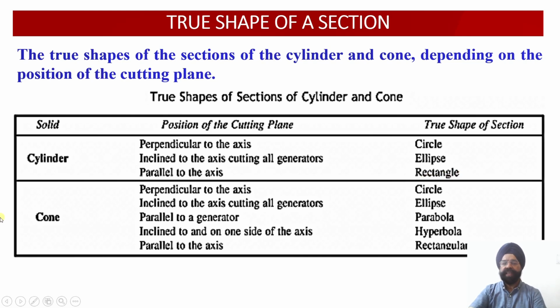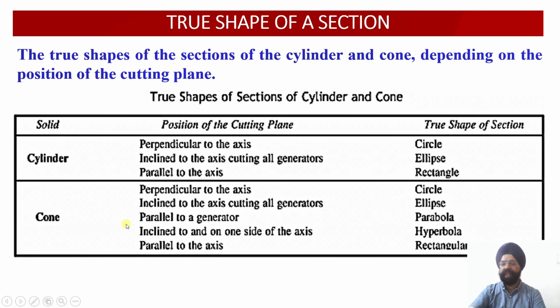rectangle over there. Similarly, if you cut a cone with respect to the axis at different orientations, these are the standard shapes which you are going to get. So we are going to discuss these shapes in detail in a while. That is, when you cut a cone perpendicular to the axis, that is parallel to the base, you get the true shape as a circle. If you cut a cone inclined to the axis, cutting all the generators, you get the true shape as an ellipse. This we have already seen.